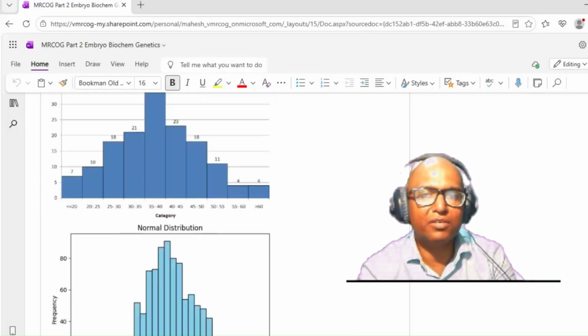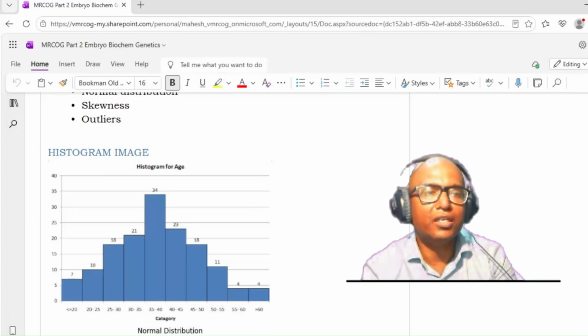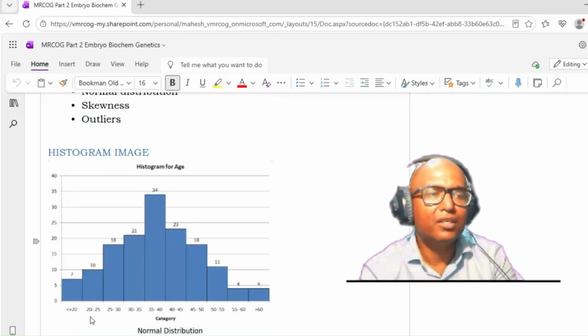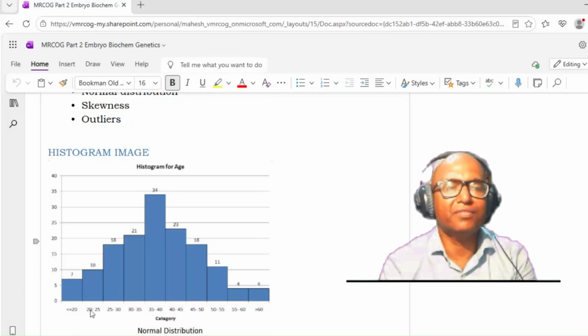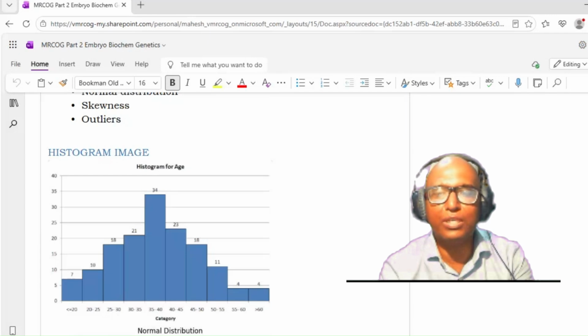This is the image of the histogram. Here the frequencies are on the y-axis, and this is the age group. Below 20, the frequency is 7. Between 21 to 25, the class interval mentioned here is actually wrong. We should not have the same thing. The class intervals should be equal and mutually exclusive.